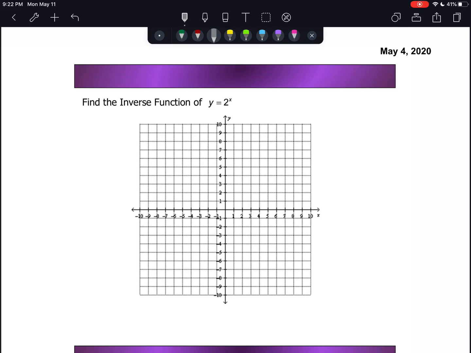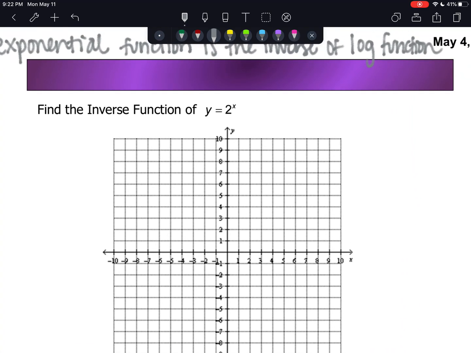When we graph logarithmic functions, it's important to note that the exponential function is the inverse of the log function. And vice versa, the log function is the inverse of the exponential function. So we're going to find the inverse of y equals 2 to the x and graph it.